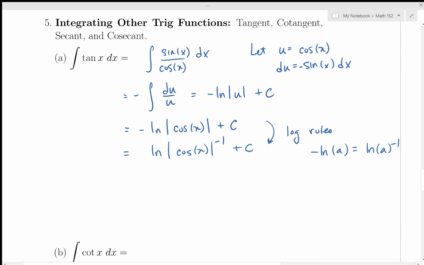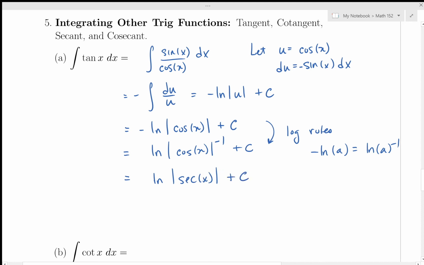Okay, so here we are there, and then that is, I could write that like this. The reciprocal of the cosine function is the secant function, so this is, there we go. There it is.